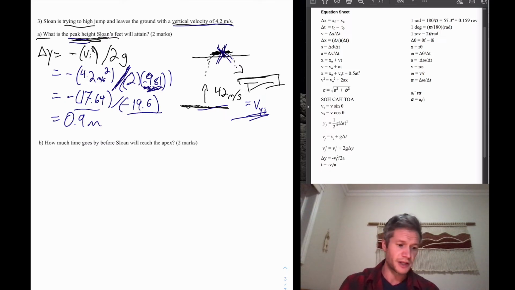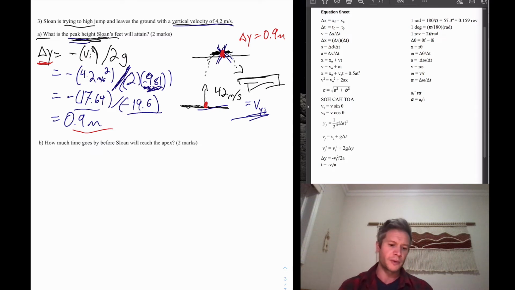Great. So that's our first question done. That's our answer. Don't forget those units! So the vertical displacement, the change between point A and the apex of that jump, is delta y equals 0.9 meters. Almost 1 meter. Pretty high jump. Awesome. Moving forward, let's check out the next question. What are we being asked here?